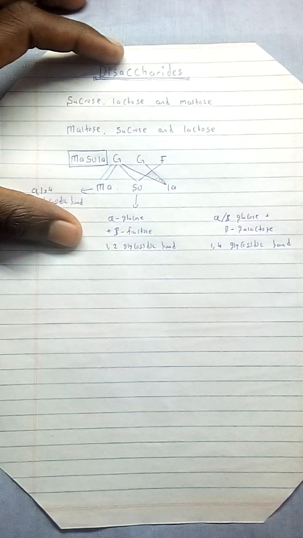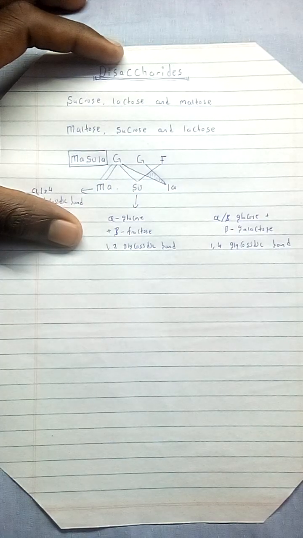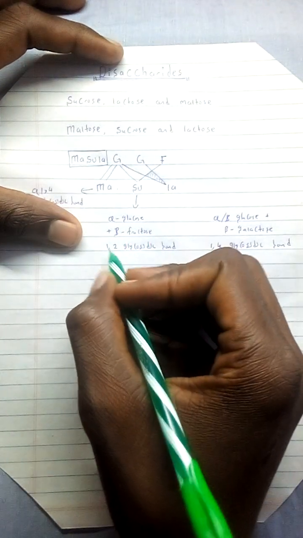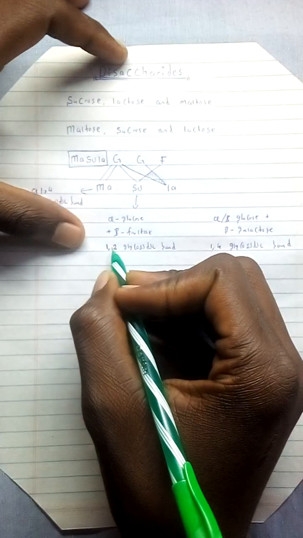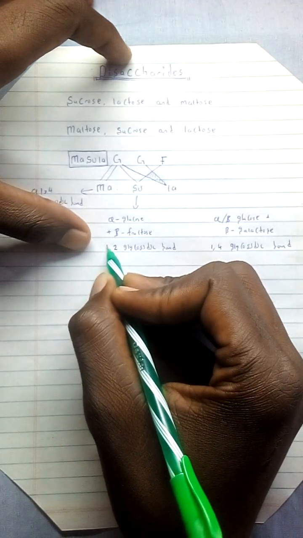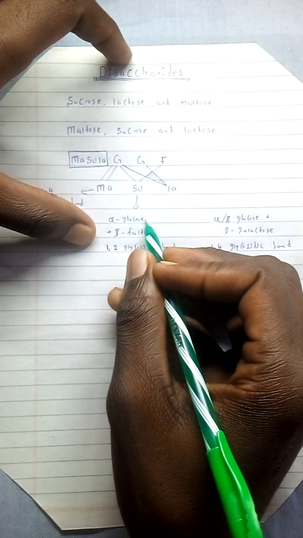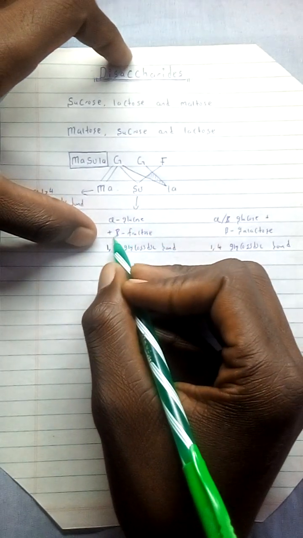For sucrose, guys, it is simply made up of carbon 1 from beta galactose. Okay, so we are talking about sucrose, right? For sucrose, the carbon 1, this one simply means carbon, right? Even this one simply means carbon. So this one happens between carbon 1 of alpha glucose and carbon 2 of beta fructose.